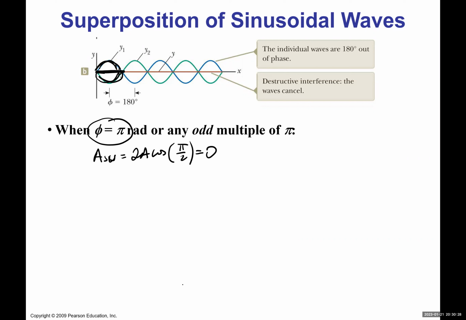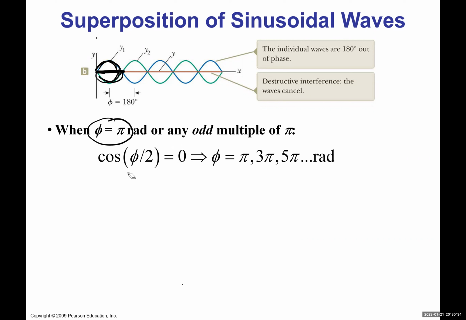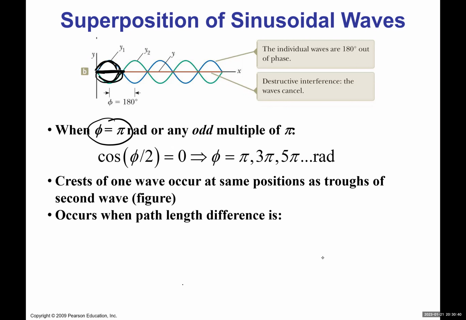That's kind of like what can happen. That means cosine of phi over 2 equals 0 when phi is equal to pi. The same thing can happen when it's 3 pi or 5 pi, and so on and so forth, right? That means the crest of one wave occurs at the same position as the trough of the second wave. You can see in the figure, and that occurs when the path length difference, let's say this delta R, is lambda over 2, 3 lambda over 2, and so on.